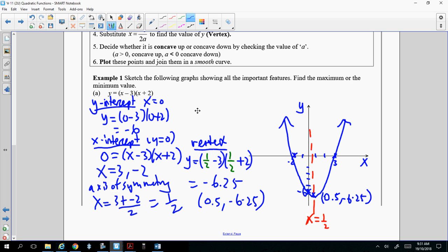Right, draw that and try to do the next one, following the same procedure: y-intercept, x-intercept, axis of symmetry, and vertex, and you draw. How easy is that? Very easy. Is it long? Yes, it's long, but it's easy. Okay? Try the next one. Have a try.